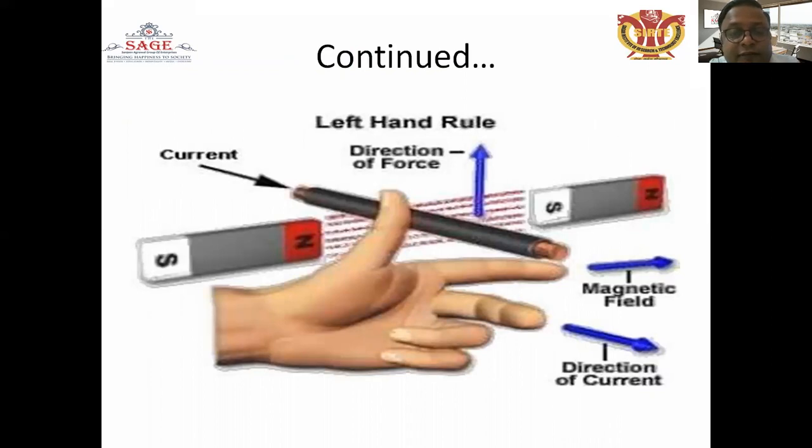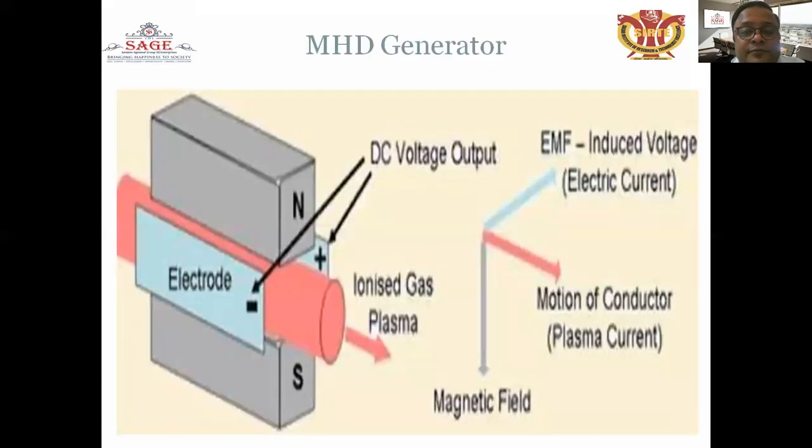Here what you are seeing follows the left hand rule, and the direction of force, which is perpendicular to the magnetic field, is generated on the right hand side, and the direction of current is passing through the other side. This is another diagram in which the electrode is made of north and south poles. Ionized gas is passing through from one side.